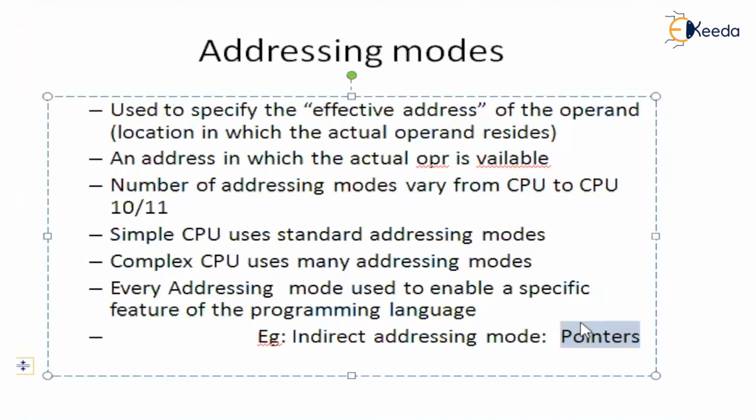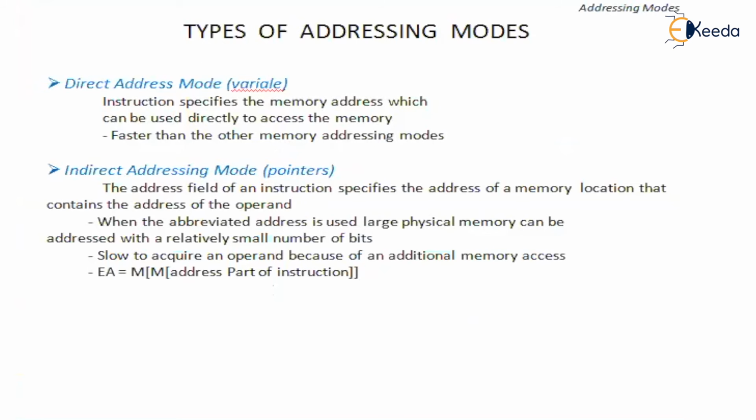If he wants to enable the pointers feature, first of all, he needs to ensure that the system in which he is executing the program supports the indirect addressing mode. If there is no indirect addressing mode, no pointers. Simple. We will understand the applications of every addressing mode while we discuss them later. Now let us get into the details of the addressing modes. I have several times explained to you direct addressing mode and indirect addressing mode.